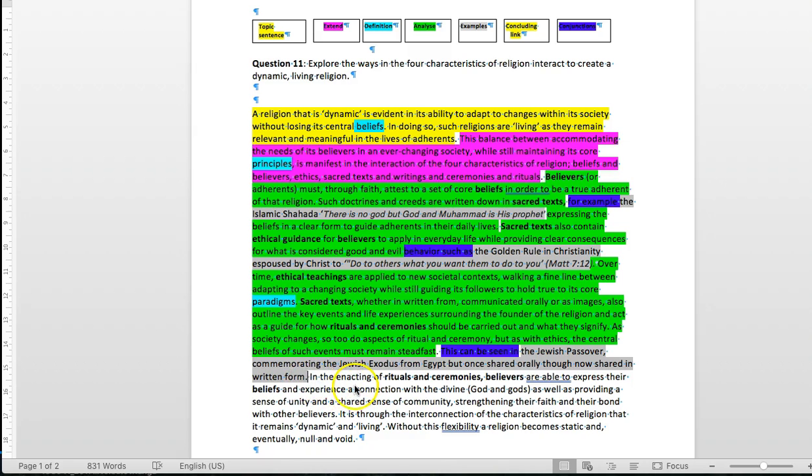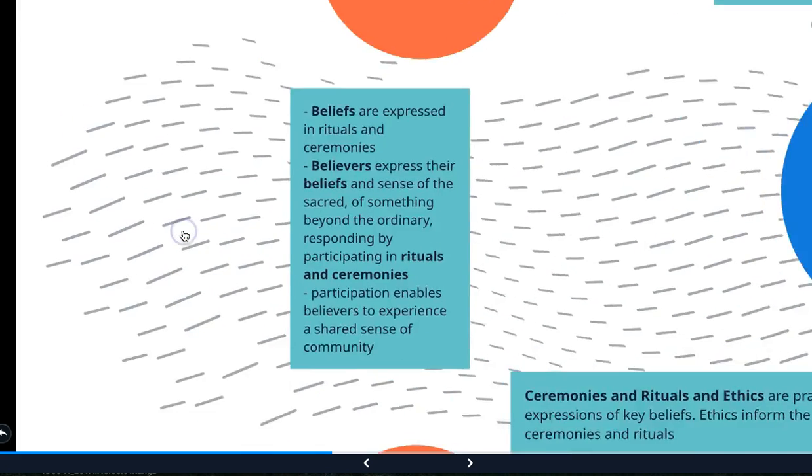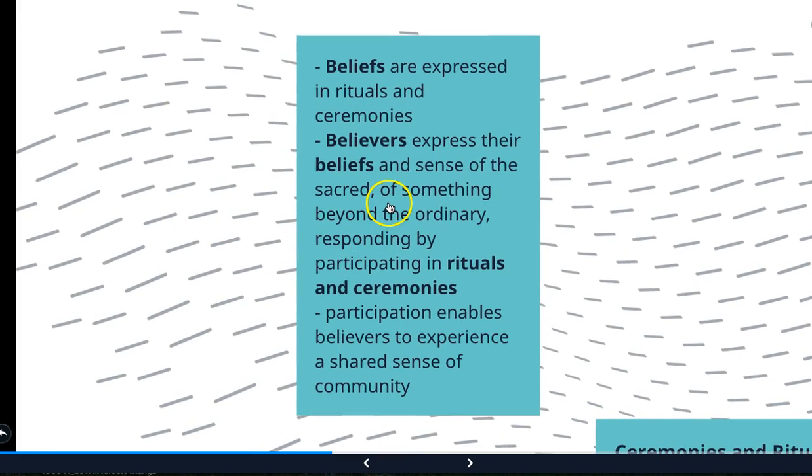Okay, so finally, we're going to look at the relationship between rituals and ceremonies and beliefs and believers. In doing that, we will be having a look at how beliefs are expressed in rituals and ceremonies, and this gives believers a sense of the sacred beyond the ordinary, but also the participation in a shared experience. So it gives that sense of community and that sense of belonging.